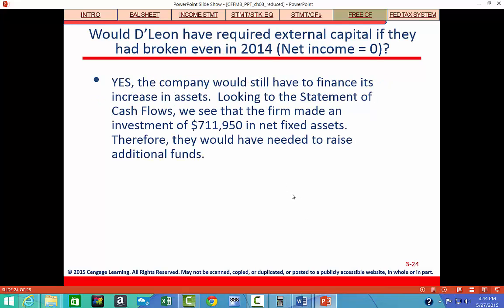The next question is, would they have required external capital if they had broken even in 2014, saying that their net income had equaled zero? Assuming that they were going to make that huge $711,000 investment in fixed assets, they would still need to raise more funds just due to that alone because of the cost. If they didn't purchase any more fixed assets, then the situation would have been different.